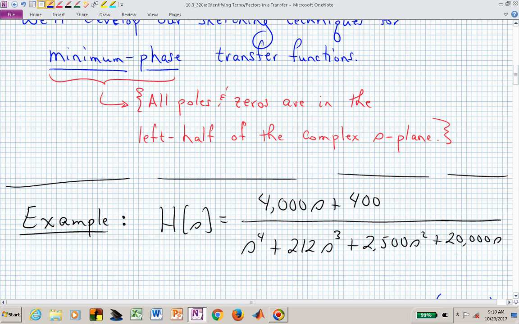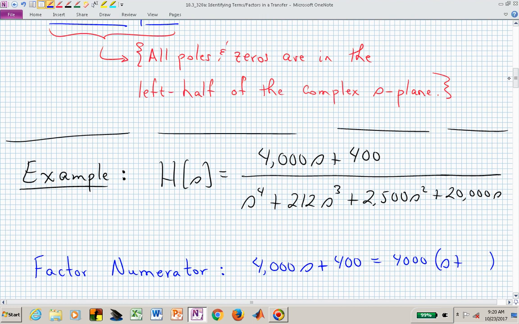The denominator, on the other hand, is fourth order. We have s to the 4th. There are going to be 4 different values of s that cause that denominator to vanish. We should be expecting 4 roots of the denominator, which are 4 poles, and we now have 1 zero and 4 poles in this particular transfer function.